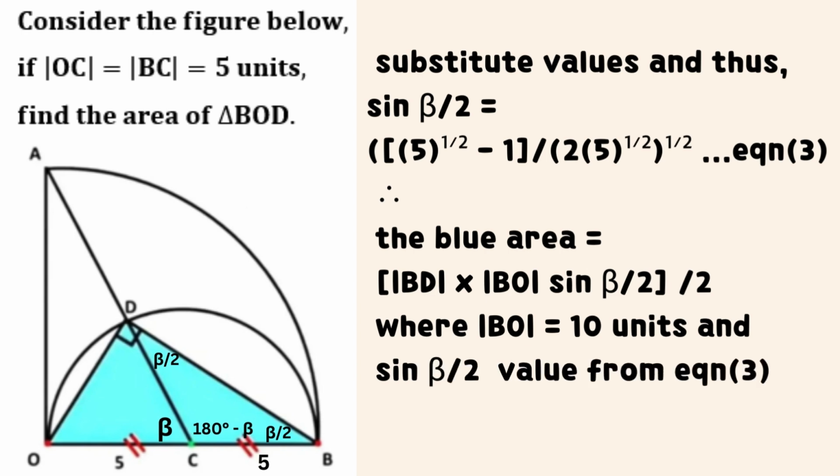Therefore, the blue area equals the product of BD and BO multiplied by sine half beta, divided by 2, where BO equals 10 units and the value of sine half beta is from equation 3.